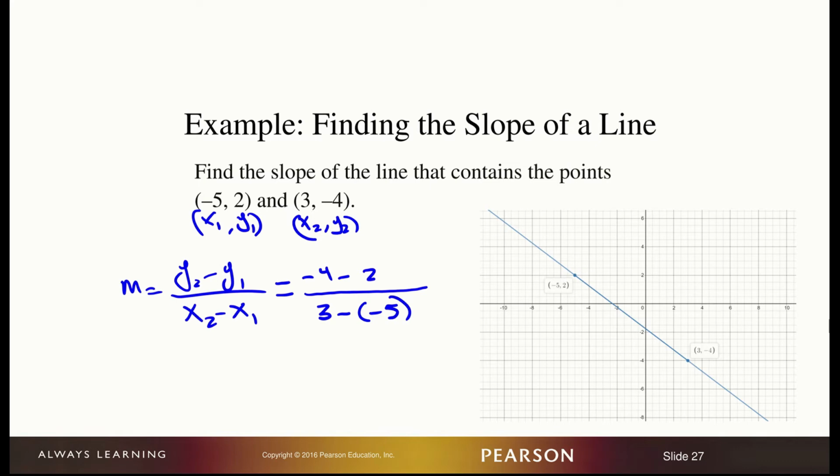Be very careful here not to just write 3 minus 5. That's a very common error. You want to avoid that. It's x2 minus whatever x1 is. x1 happens to be -5. So 3 minus -5. Of course, those two will make a plus, right? So it becomes positive. So we get -6 over 3 plus 5, which is 8. So we get -3/4.